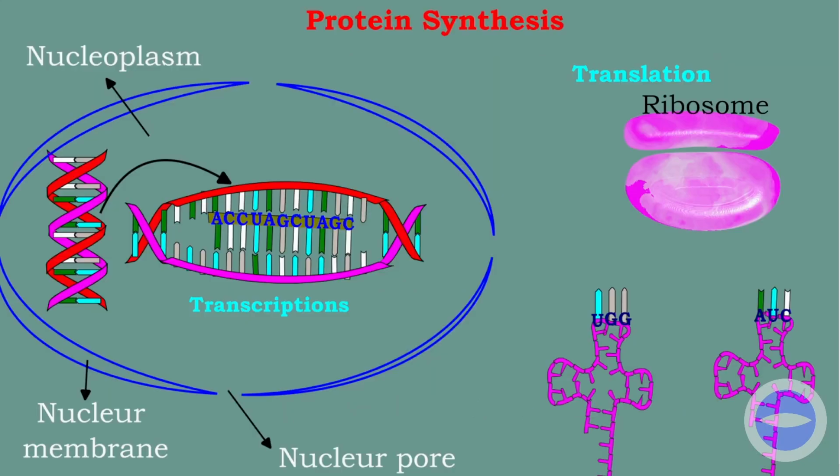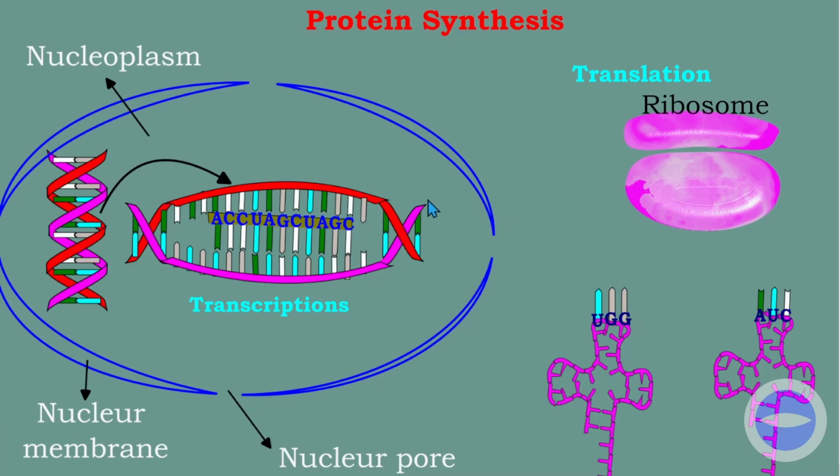So to show you the process, here we have a nucleus. In the nucleus, we know that there is DNA. This is the DNA. And this is tRNA, a transfer RNA. This transfer RNA has an anticodon. These three nucleotides are called anticodons.